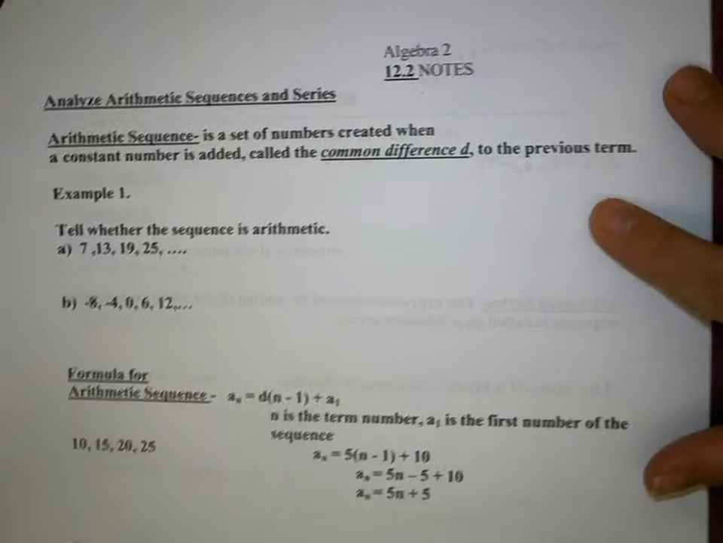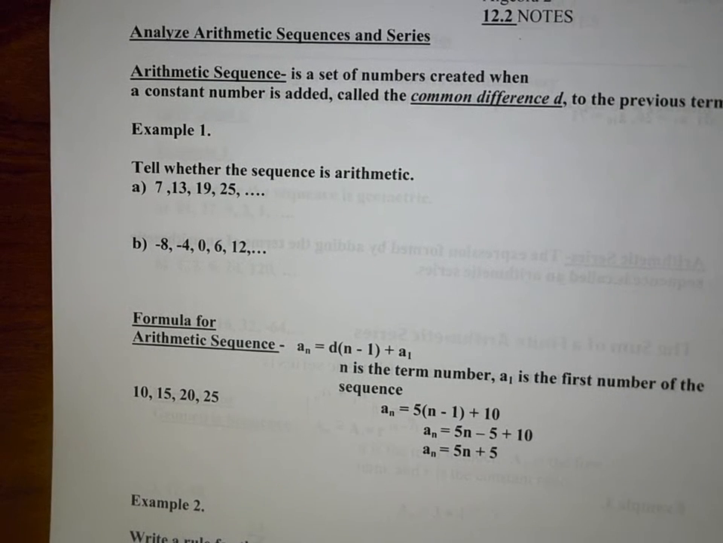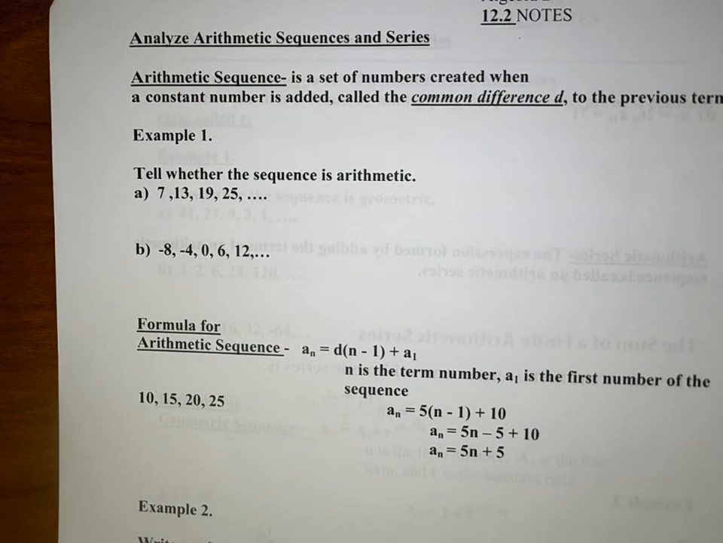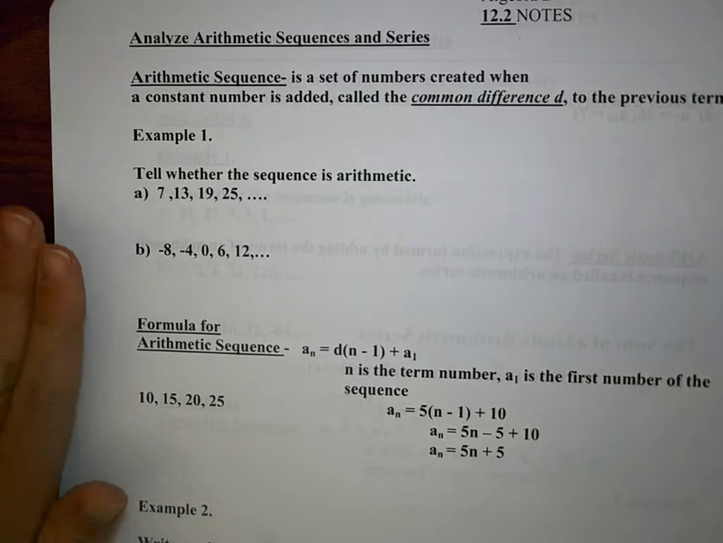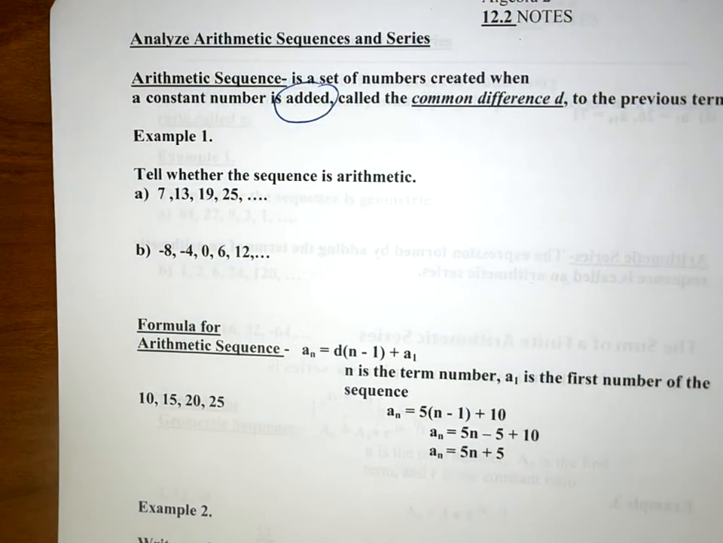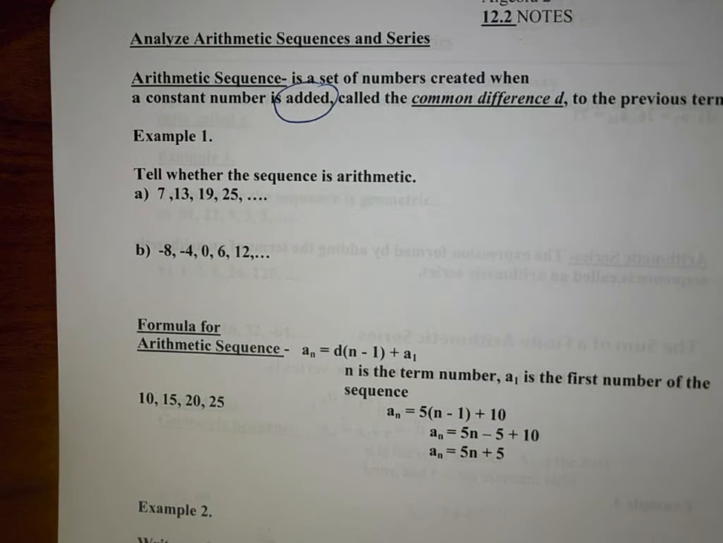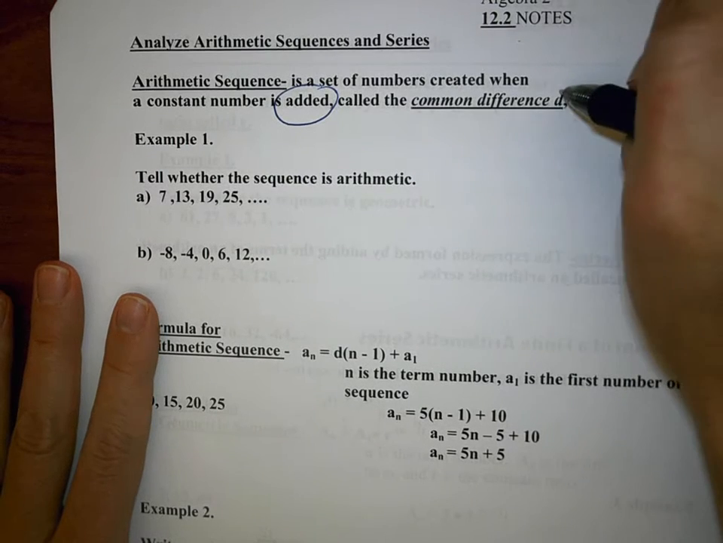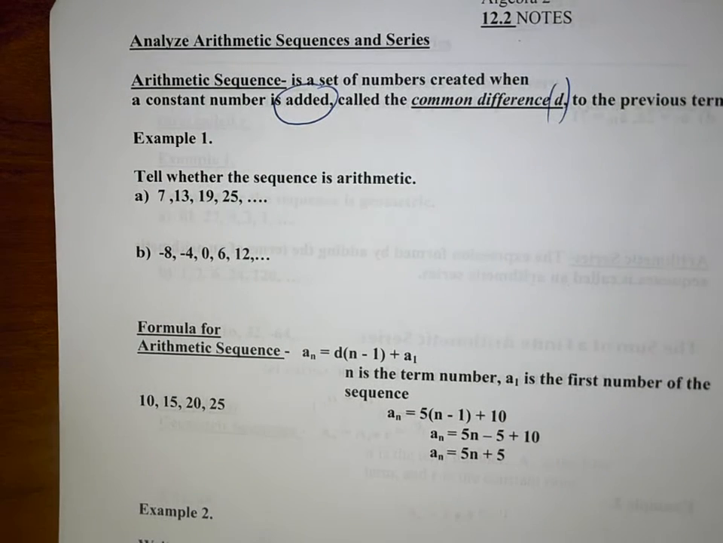Brilliant. 12.2. Analyze arithmetic sequences and series. Okay. Arithmetic. What does arithmetic mean? Math. Specifically, in this case, arithmetic is dealing with adding. Okay? So it's when you're adding a constant number. That constant number is often called the common difference, or D.